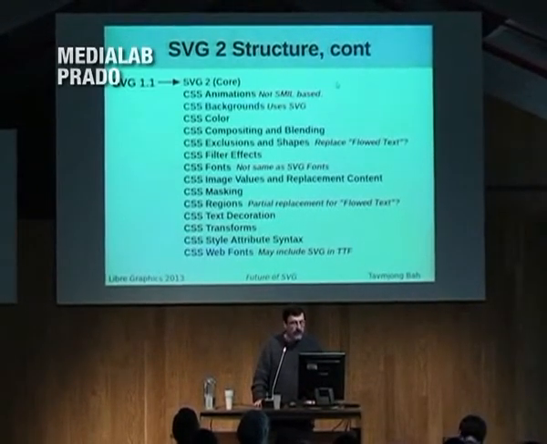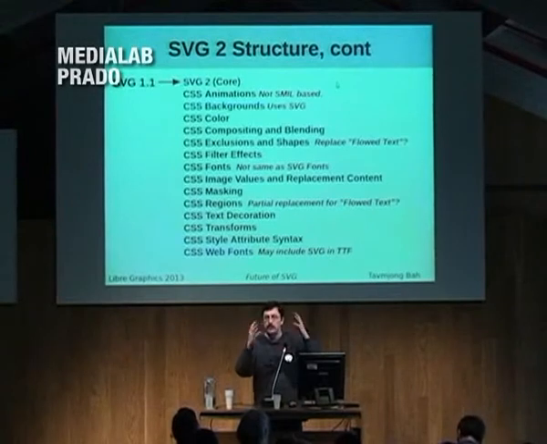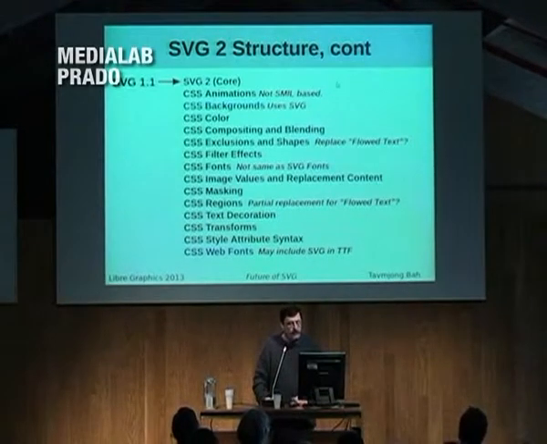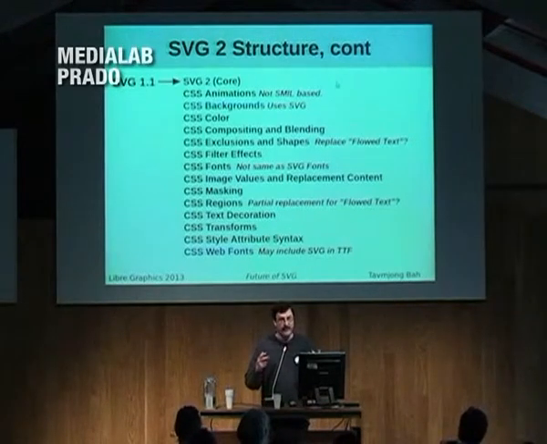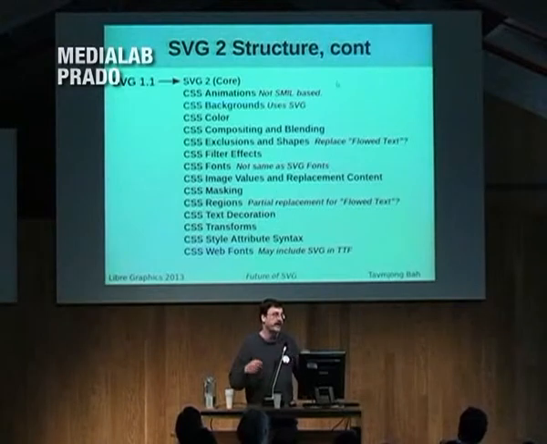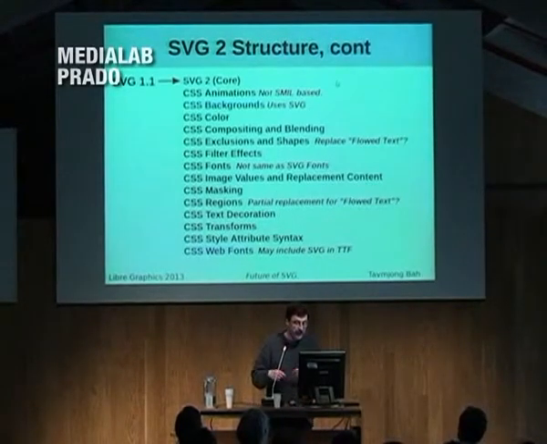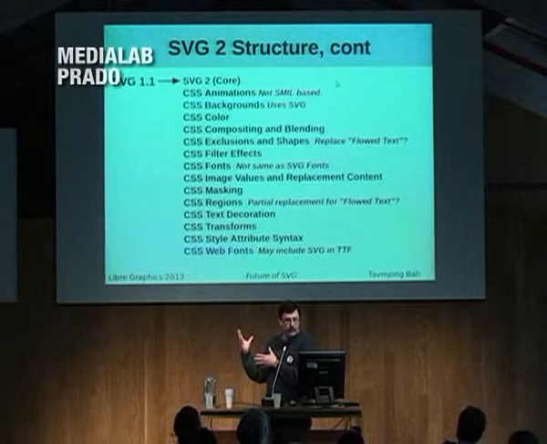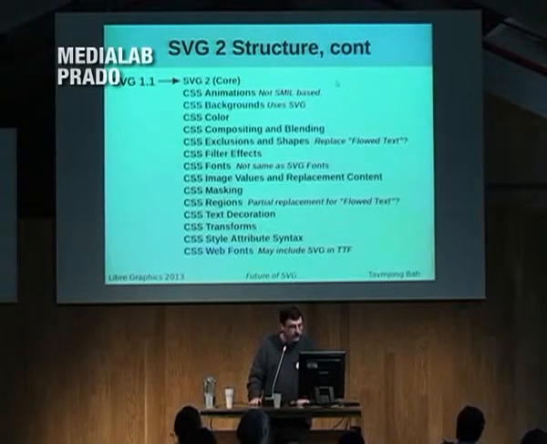Exclusions and shapes. These are used for flowing text into regions or excluding text from a region. And hopefully that will replace flow text, which was in the SVG 1.2 specification, which never got adopted. Inkscape actually does support flow text, but if you don't export it as regular text and you try to view your Inkscape SVG in a web browser, you're not going to see the text.